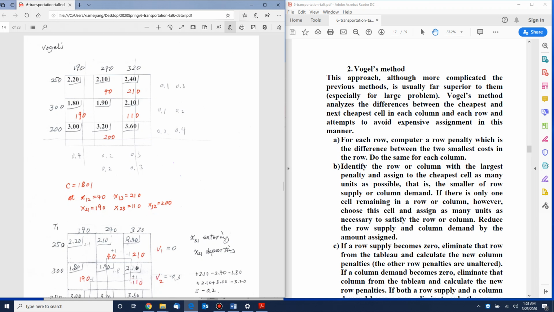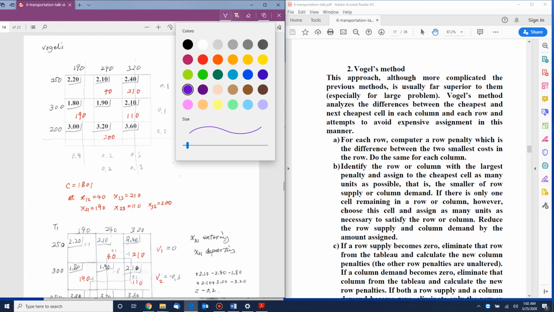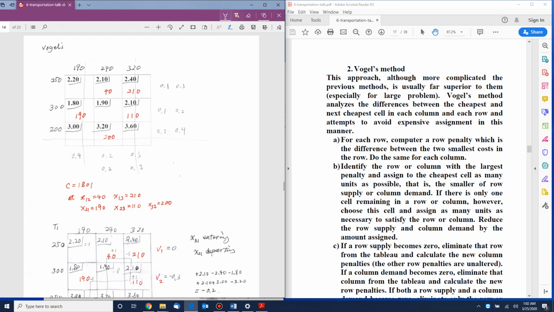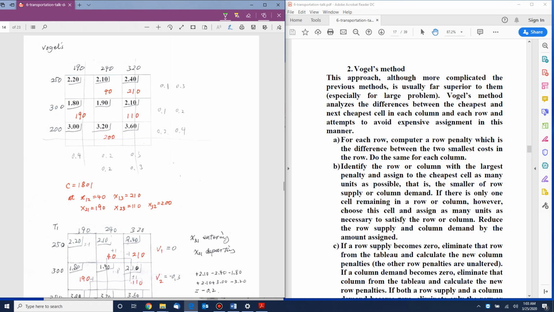Once we fill in that, you could see the market one is done. So we just simply cross it. Okay, so this one is done. And we also find out that when we fill in 190, source 2 has 110 remaining. So we cross that 300 and write down 110 here.